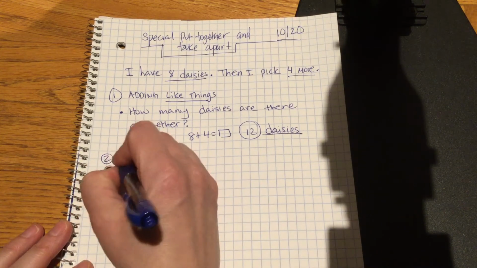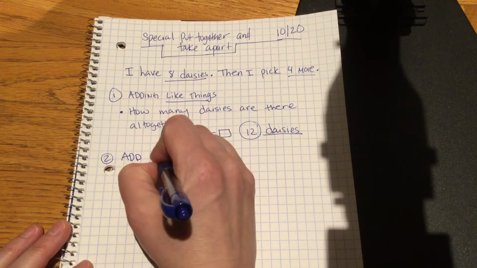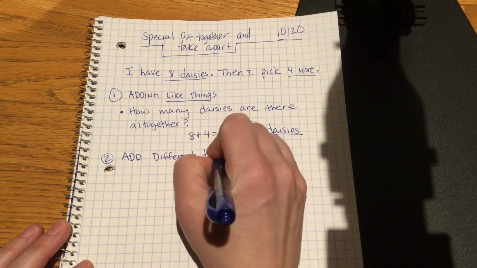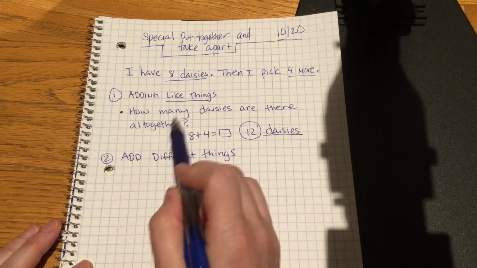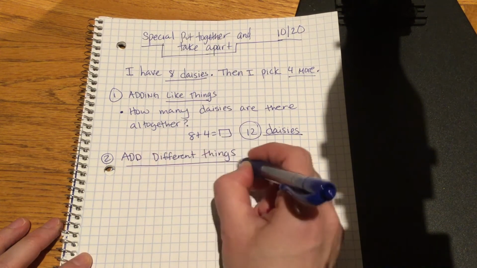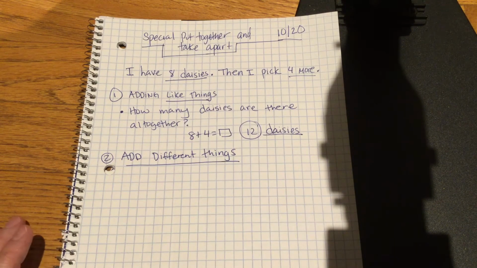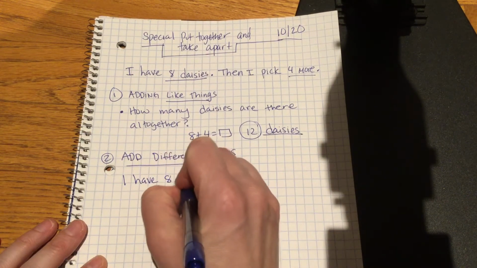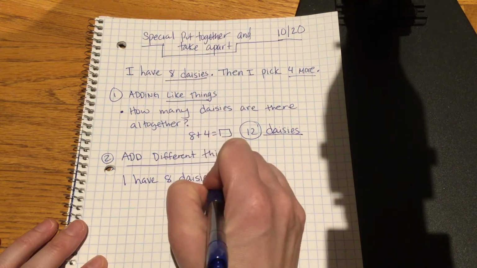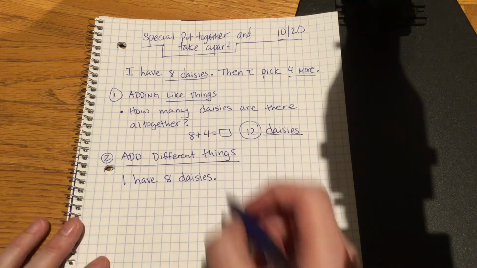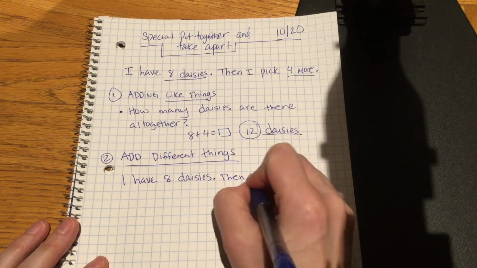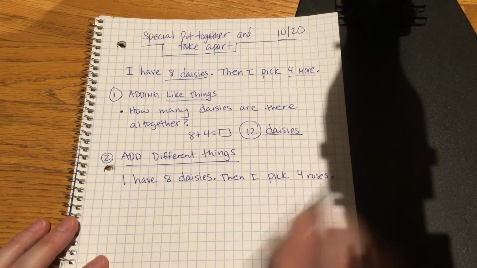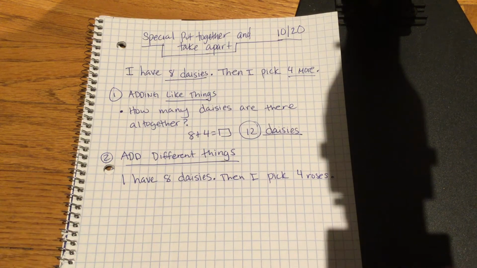And so the focus is going to be adding when we add different things. How does that change how we need to form our question and what we're really looking for? Okay, so when we add different things, for example, do the same start. I have 8 daisies. Okay, then I pick 4 roses. All right, so same idea, similar thing.